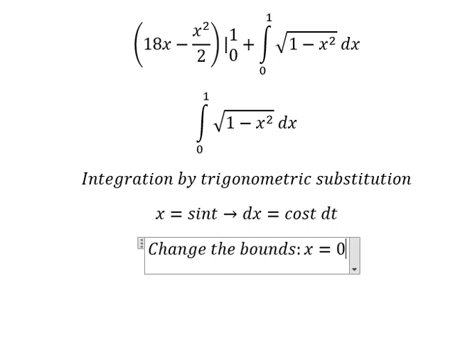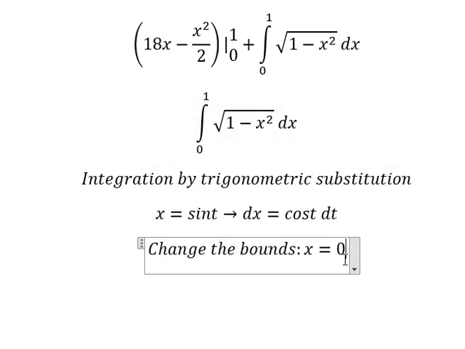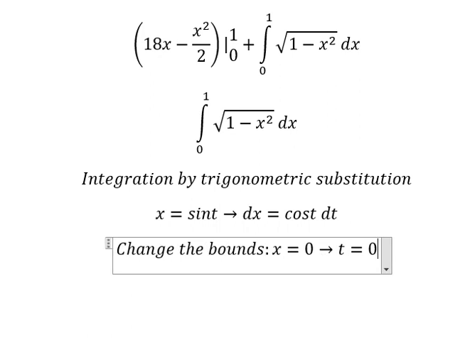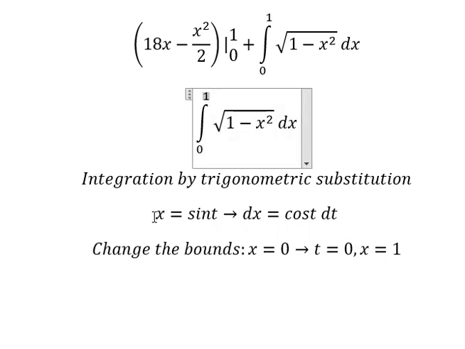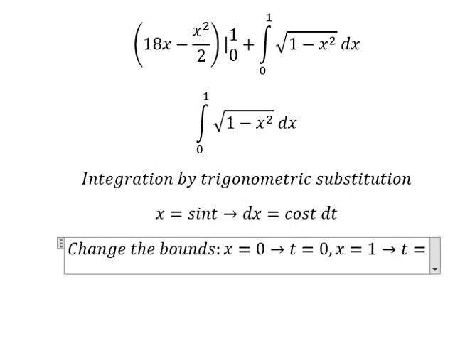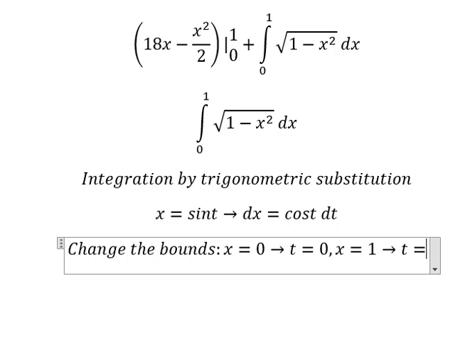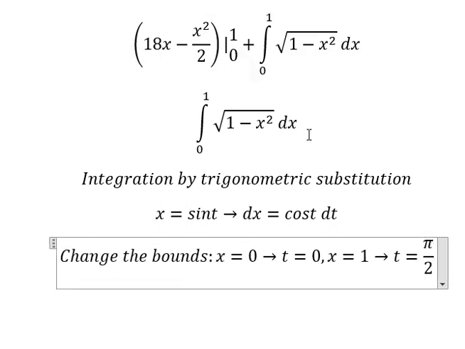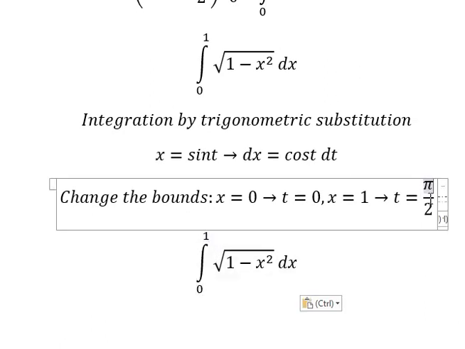When x equals number 0, we put number 0 in here, and we can find the value of t, that is number 0. When x equals number 1, we put number 1 in here, and we can find the value of t, that is pi over 2. So we keep number 0 in here. Number 1 we change for pi over 2.